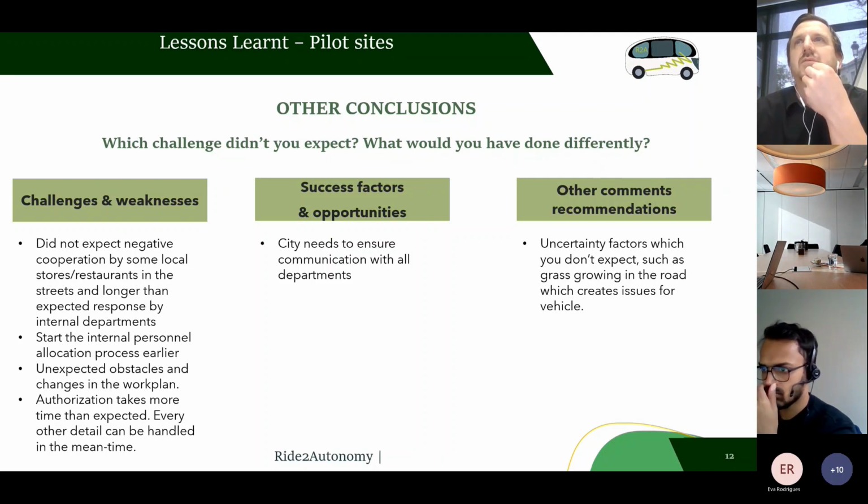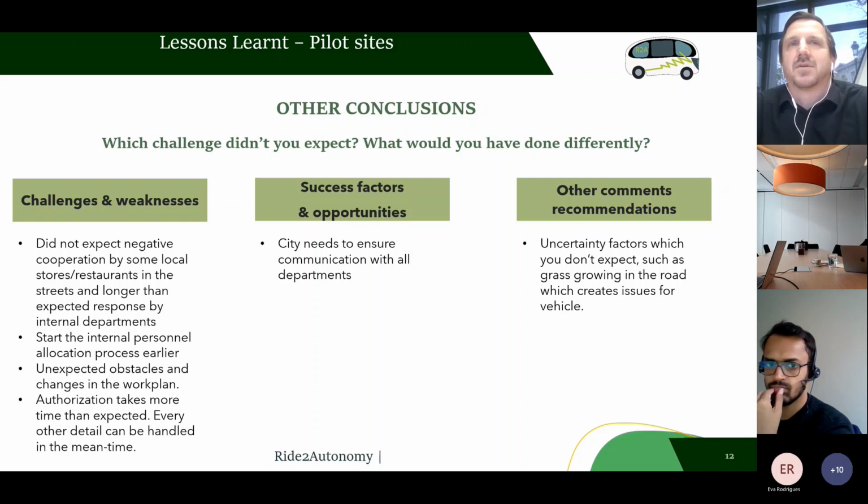What challenges didn't you expect? What would you have done differently? Some people did not expect negative cooperation by some local stores and restaurants. The internal personnel allocation process should start earlier. Unexpected obstacles, and the biggest one was authorization time, working on the various levels of government and administration. So basically that should be started as soon as possible, and everything else could be handled in the meanwhile.